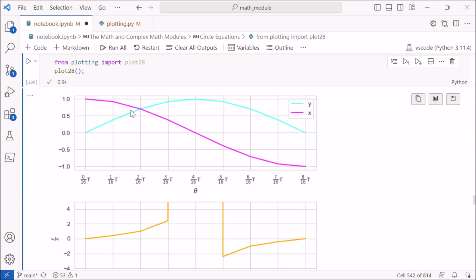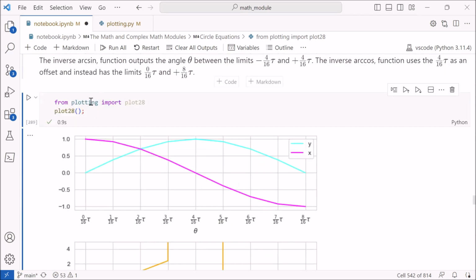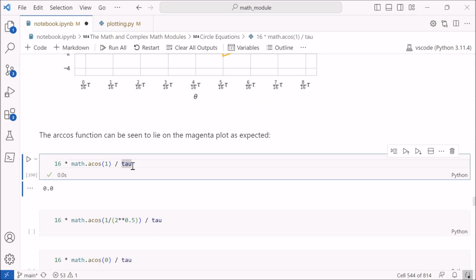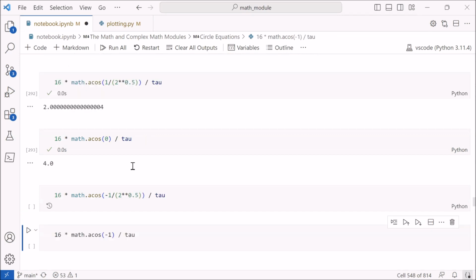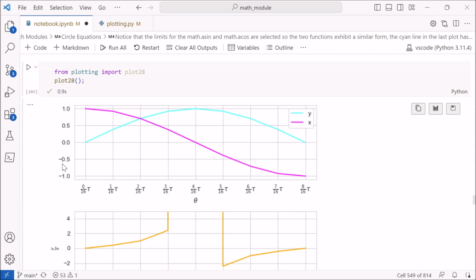So once again we can just test these 5 points here, and we can express the values in 16ths of tau. So when this is 1, we should get 0. And we see we get exactly what we expect for these 5 data points. This one, this one, this one, this one, and this one.